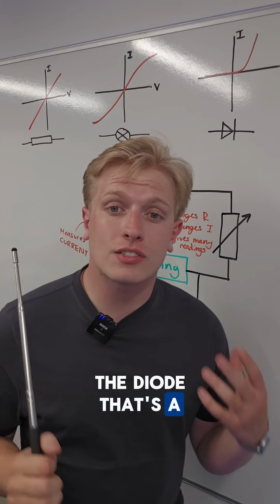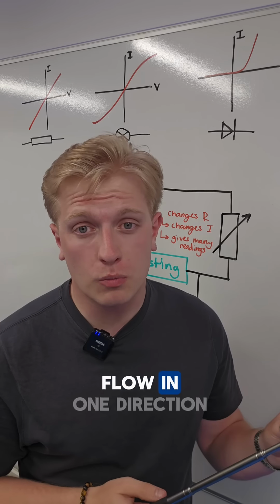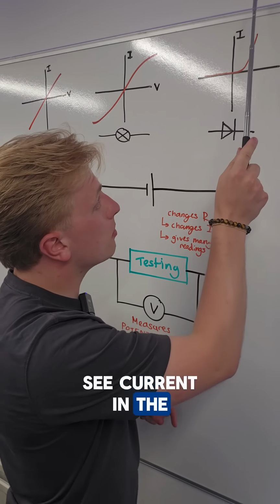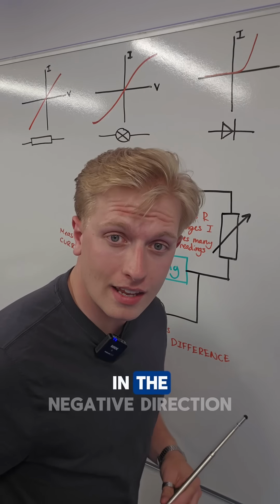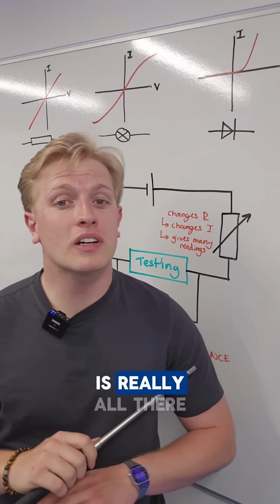Lastly, the diode, that's a circuit component that only lets current flow in one direction, which is why we see current in the positive direction, but none at all in the negative direction. And that, my dudes, is really all there is to it.